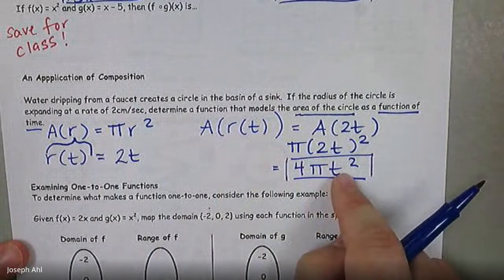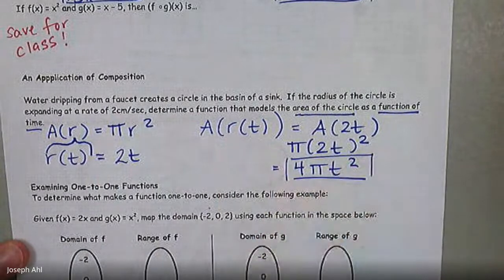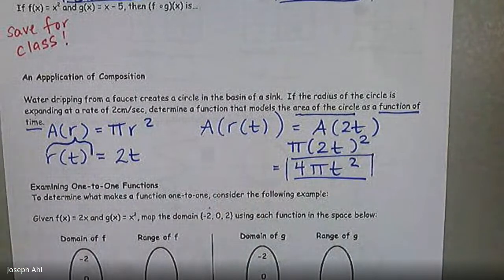If I said how big is the circle area-wise after 10 seconds, we would just plug in 10 for t, and we can determine that area fairly quickly without even thinking about what the radius is anymore. Okay. So I like this question just in terms of, well, why do we need function composition? Here's an example of where it might be pretty useful.